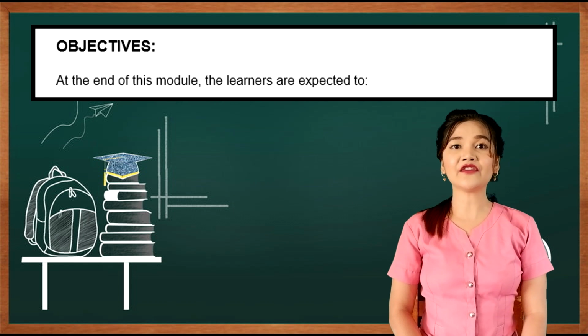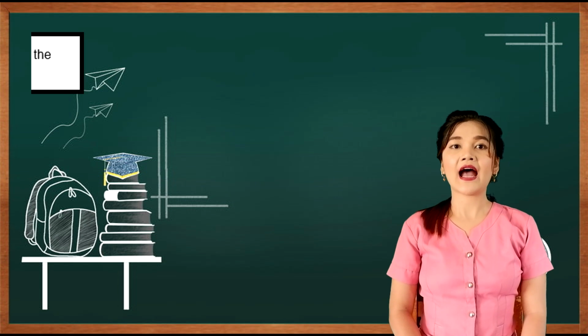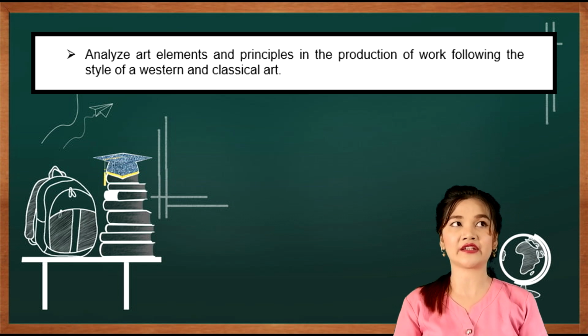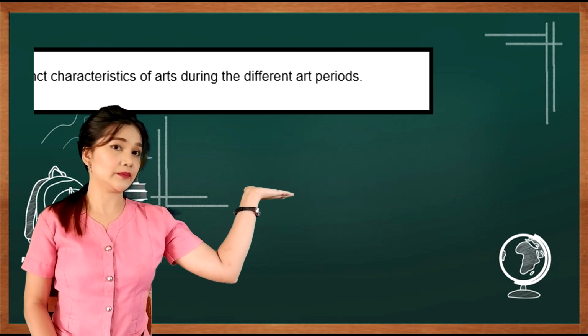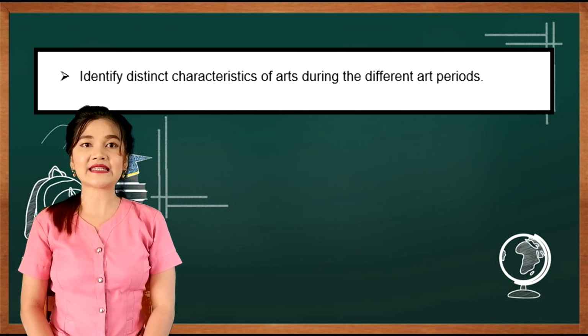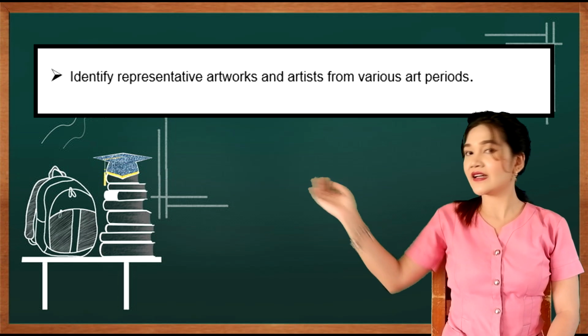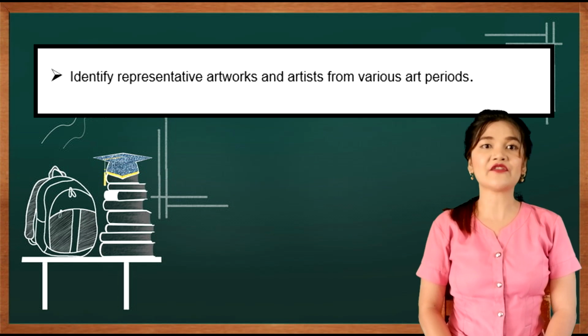Objectives. At the end of the lesson, the learners will be able to: number 1, analyze art elements and principles in the production of work following the styles of Western and classical art. Number 2, identify distinct characteristics of arts during the different art periods. Number 3, identify representative artworks and artists from various art periods.